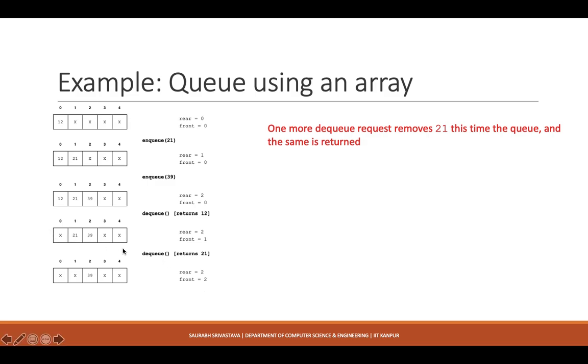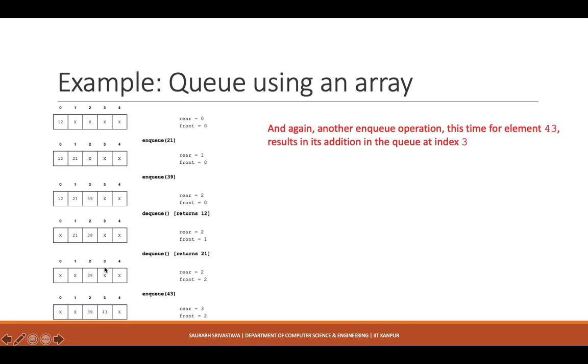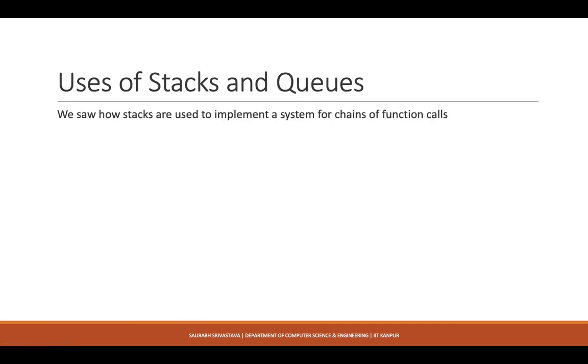So this time 21 goes out, and the front moves one step ahead to join rear at this particular location at index 2. And maybe if you try to enqueue something more, it will be added here, right, at index 3. And again, the rear moves forward, whereas the front remains at 2.